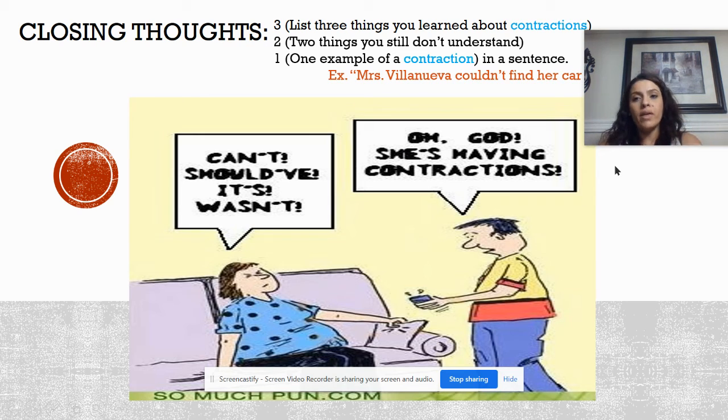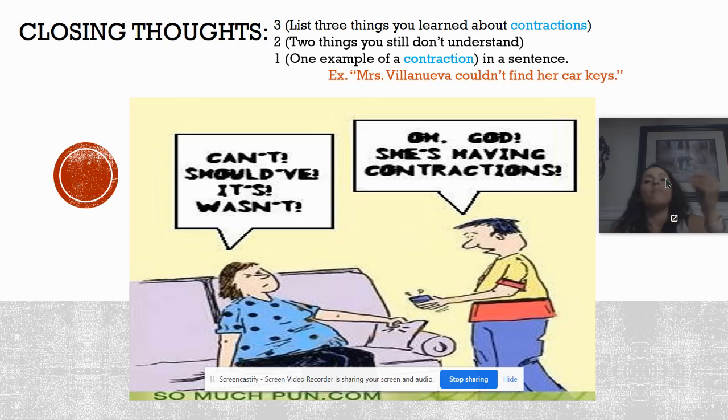And then to further help them, I give them another example. Mrs. Villanueva couldn't find her car keys. That is an example of could not, the contraction coming together. So guys, I want you to list to me 3 things that we learned about contractions.